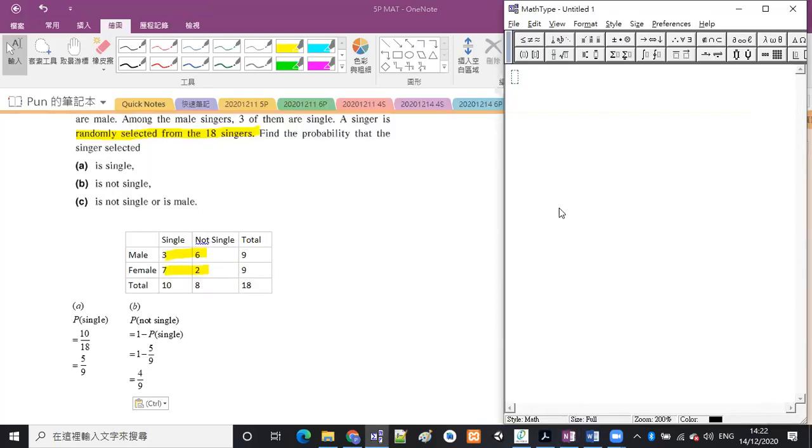All right, and then part C, P(not single or male).